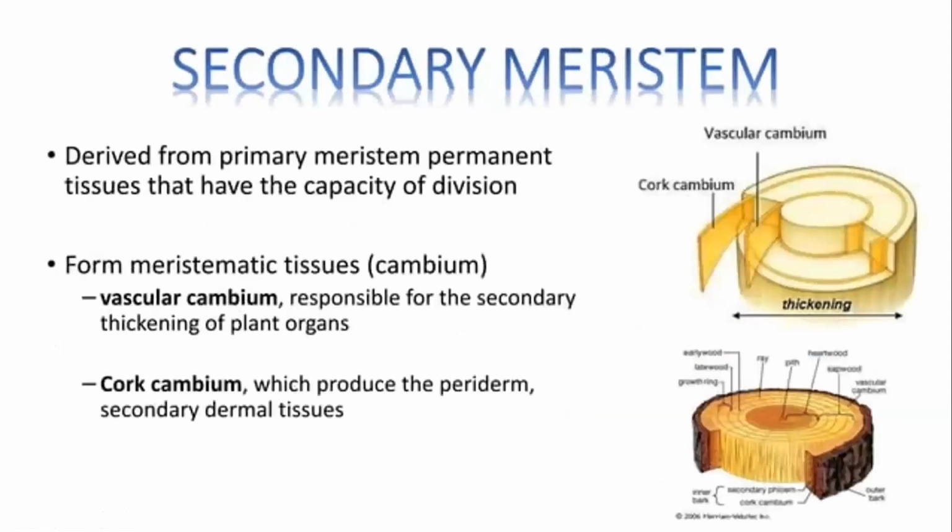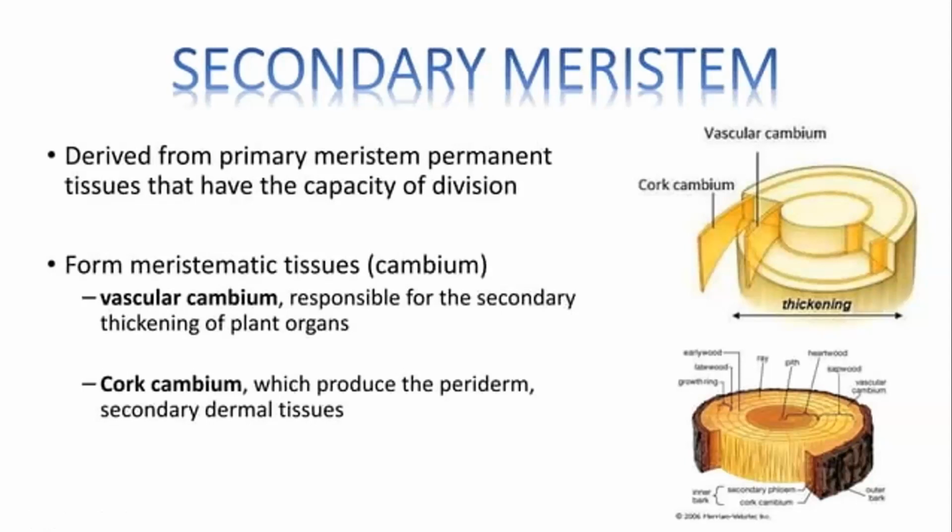Secondary meristems are derived from the primary meristem, from permanent tissues that have the capacity to divide. They are derived from the primary meristem, and they form the permanent tissues.